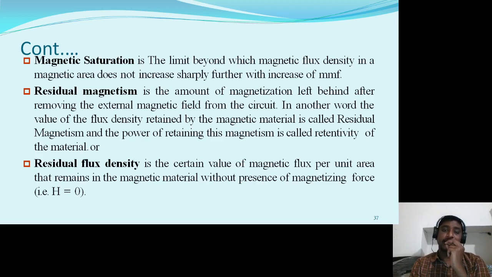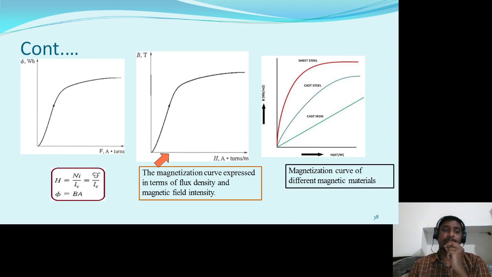Flux density retained by the magnetic material is called residual magnetism, even if you are not applying any magnetizing force. So what about the residual flux density? Same. When H is equal to 0, the flux density remains in the magnetic material or the magnetic circuit, which is nothing but your residual flux density. Right? So this is your magnetizing curve. B versus H generally we will draw.